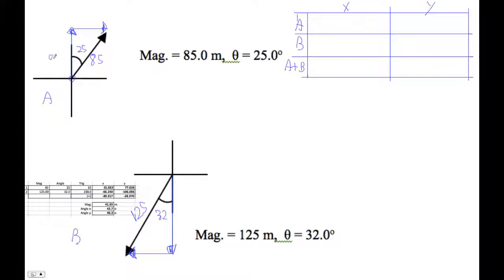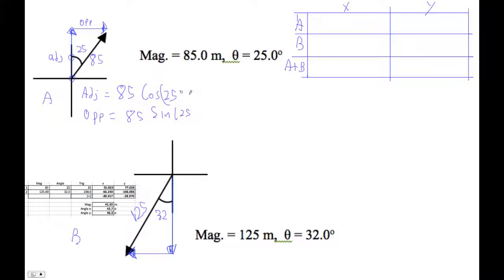So notice that this side's my adjacent side. This side's my opposite side. Adjacent sides touch the vector. Opposite sides are, as the name implies, opposite the vector, right? Okay, so my adjacent side here is always hypotenuse cosine, right? So it's 85 cos 25. And then the opposite side is 85, and this is sine, right? Sine 25.